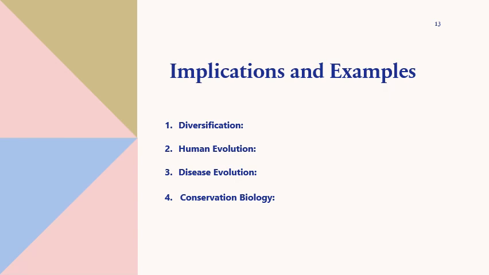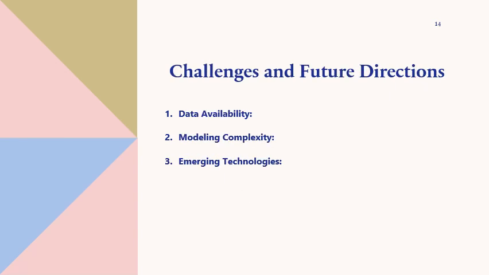for public health. Then lastly, we have conservation biology. Understanding variation in evolutionary rates is important for conserving endangered species. Species with slow evolutionary rates may be more vulnerable to environmental changes. Okay, let's go over some of the challenges and what the future holds.